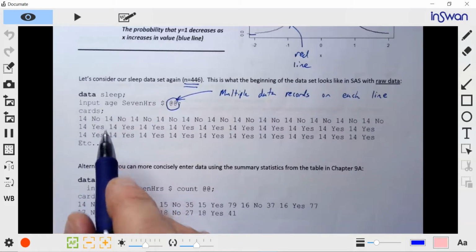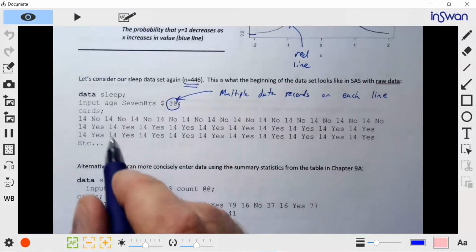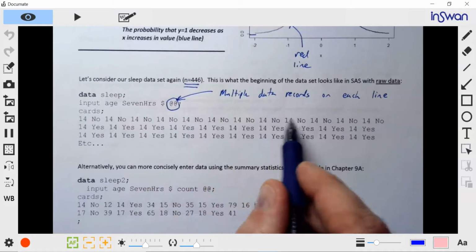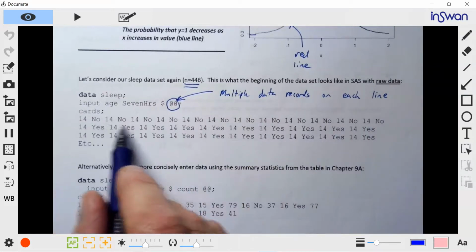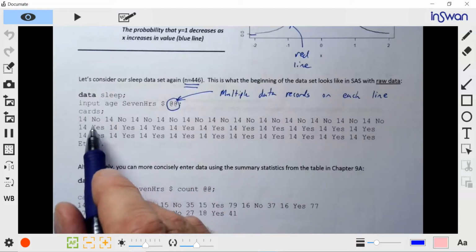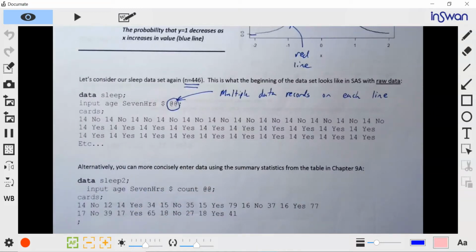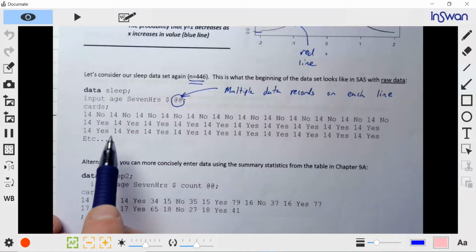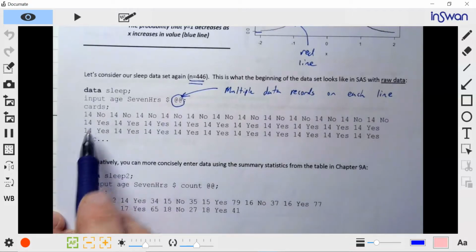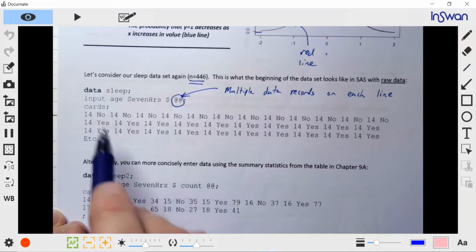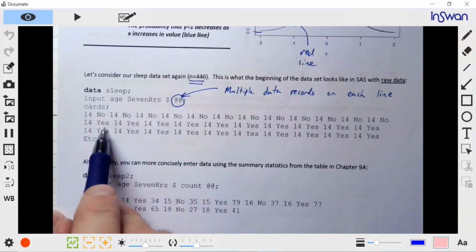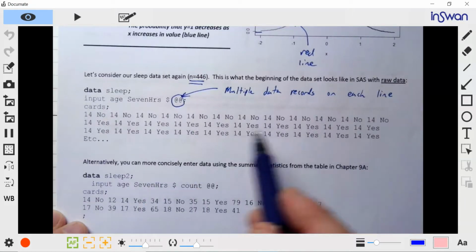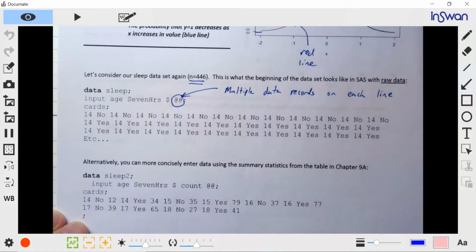And if we look back at our previous sets of notes, we have 1, 2, 3, 4, 5, 6, 7, 8, 9, 10, 11, 12. 12 of those students who were 14 years old said no, they did not get 7 hours of sleep. And similarly, after those 12, the next 34 actually said that they were 14 and that yes, they do get 7 hours of sleep. So this is entering the data as the raw data. This is the way you typically have seen data in this class.